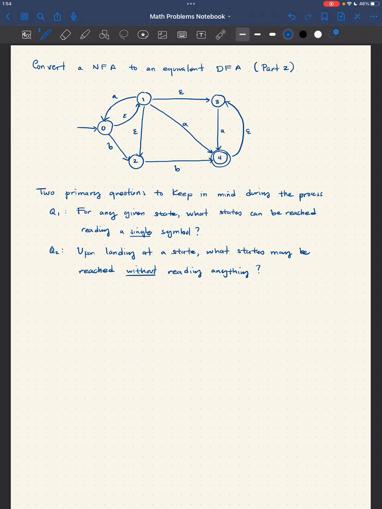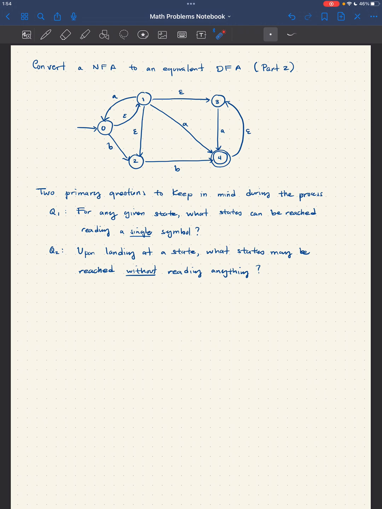Hello. So this time we're going to continue on the conversion of a non-deterministic finite automaton to an equivalent deterministic finite automaton. And here I have a picture that I'd like to present for you to consider. It contains a sensible number of states so that we can see the whole process.